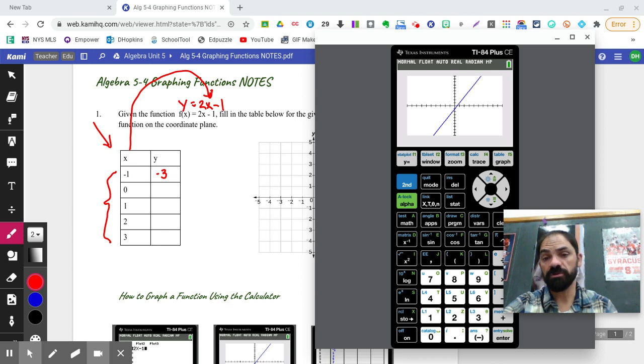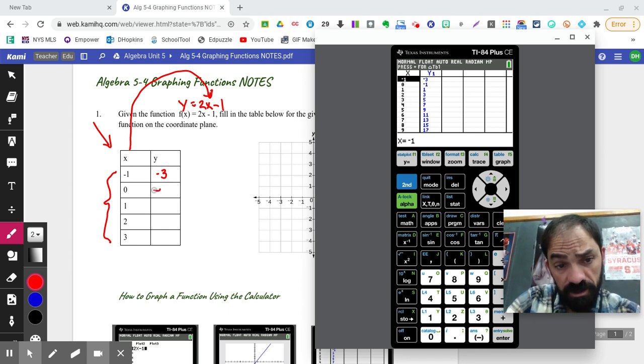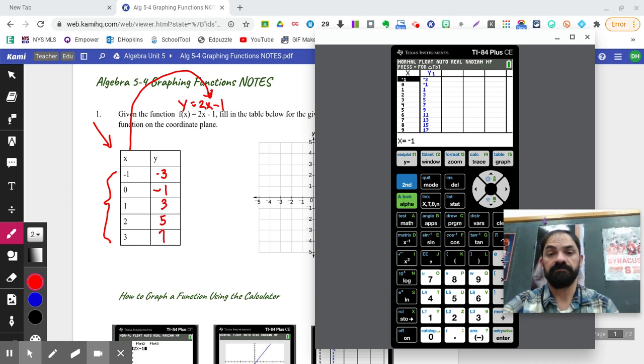And I go to my table, second graph. Ooh, I'm sorry, that just went right to graph. So that's what my picture is supposed to look like when I graph it. But second graph gives me the table. If I want -1 to 3, I have to scroll up a little bit to get the negative number. There it is, -1 to 3. And there are my values: -3, -1, 1, 3, 5, and 7.